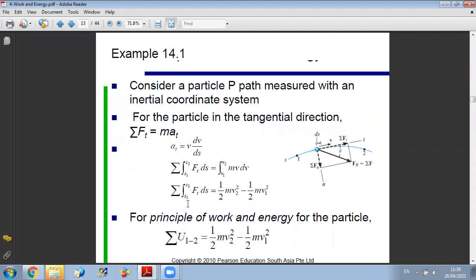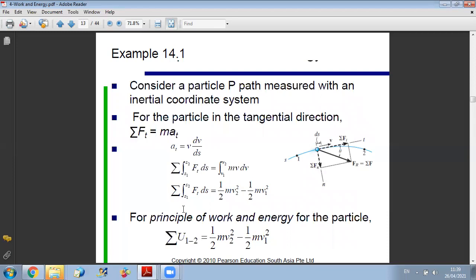Okay, now we have introduced the work of a force. Now we will introduce together the principle of work and energy, meaning how to relate the variation in energy of the particle to the forces acting on it.